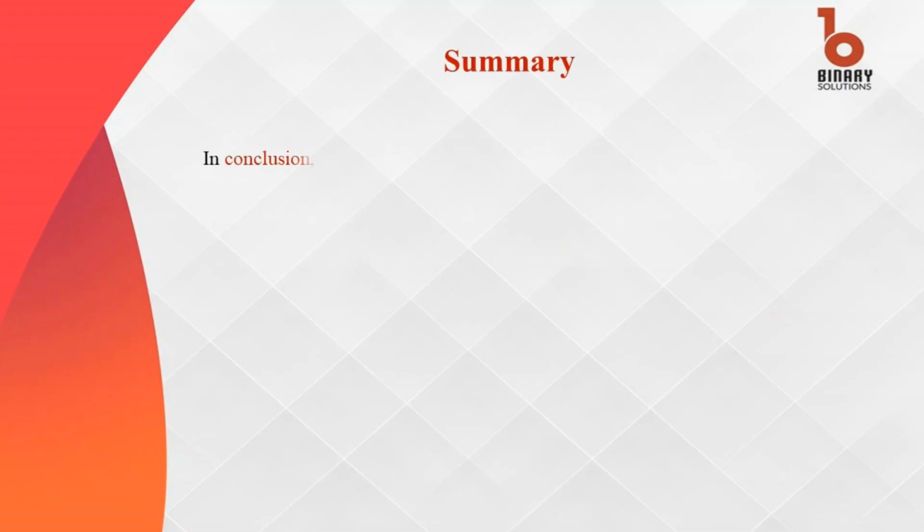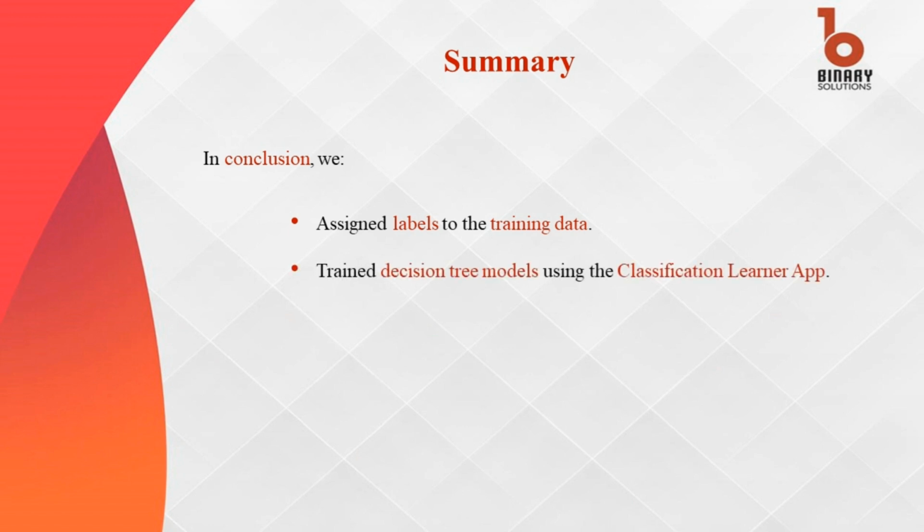In this video, we appended labels to training features, used the Classification Learner app to train decision tree models, exported the best model, and saved it as a .mat file. In the next video, we will use this trained model to make predictions on our test set.